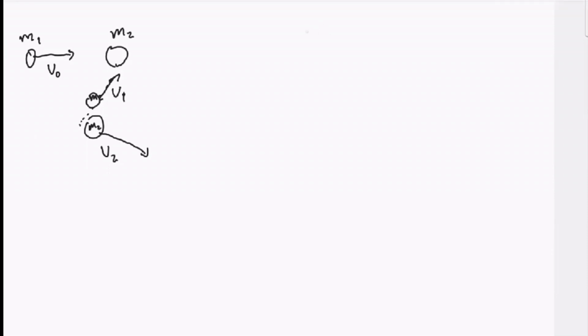Well, initially we just have M1. It's moving with velocity V0, and M2 is at rest. So our initial momentum is M1 times V0. That's cool, but now what's our final momentum?